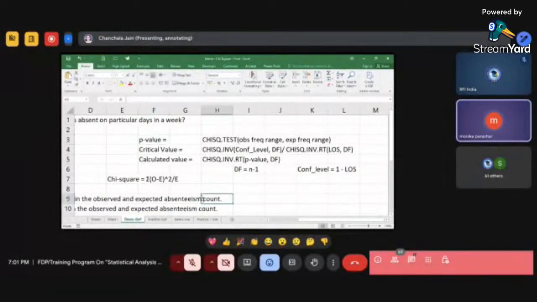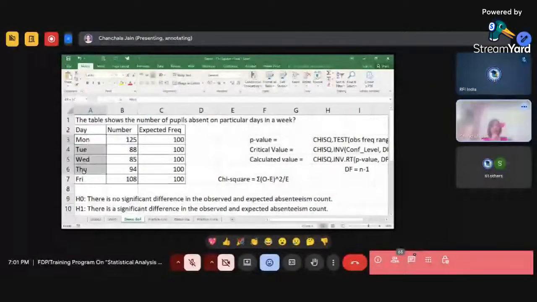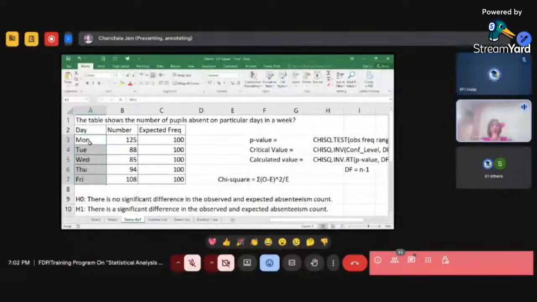Ma'am, I want to ask one more question. What is the meaning of degree of freedom? Degrees of freedom is how many categories are free to take any value. In my case, if you can see, there are 5 categories, right? So out of 5 categories, the formula is n minus 1. That means 4 categories are free to take any value.